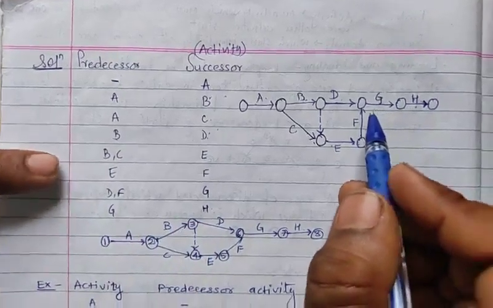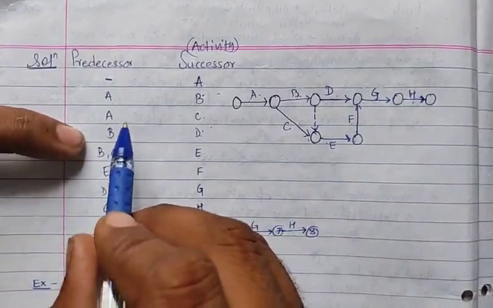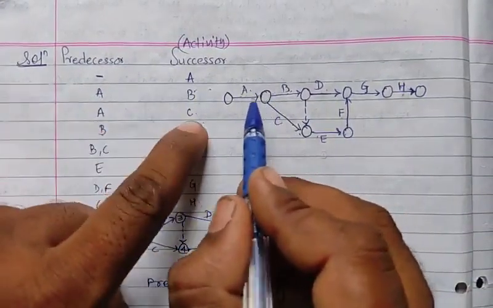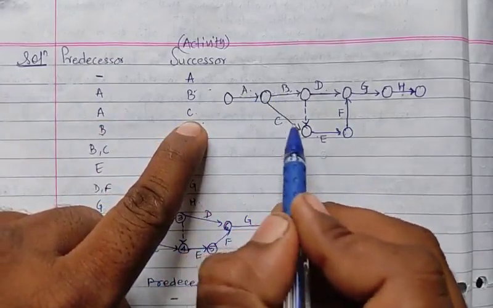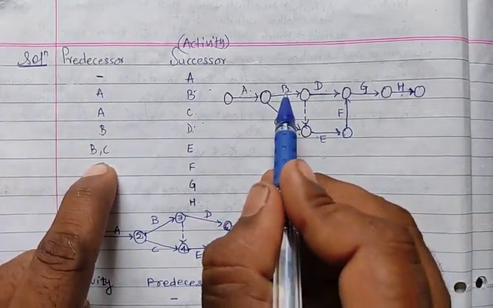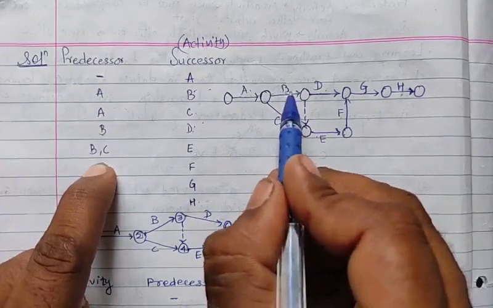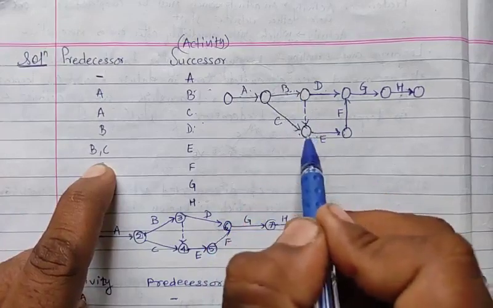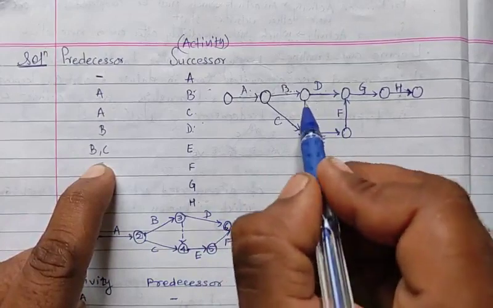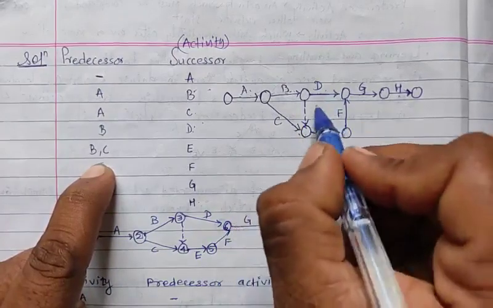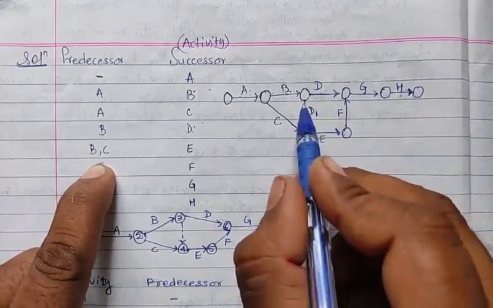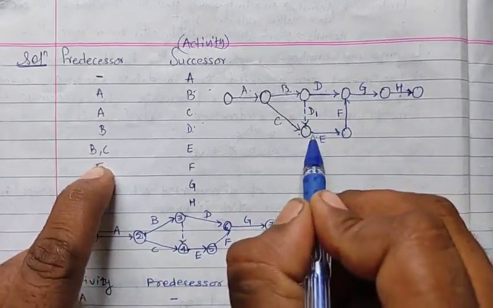Next, let's see what remains. A goes to B is done. A goes to C is done. B goes to D is done. Then B goes to E, but here B and this event has distance greater than 0, right? So we make a dummy. So this is a dummy activity. We call this dummy D1. So here B goes to E is the dummy activity.